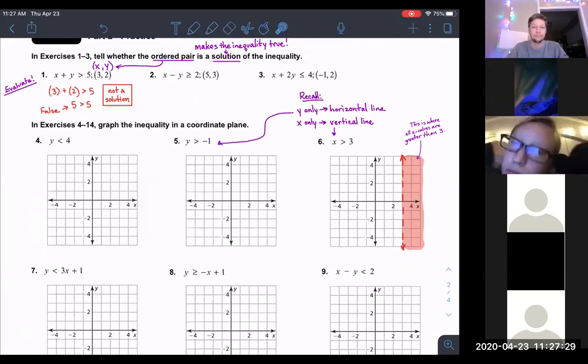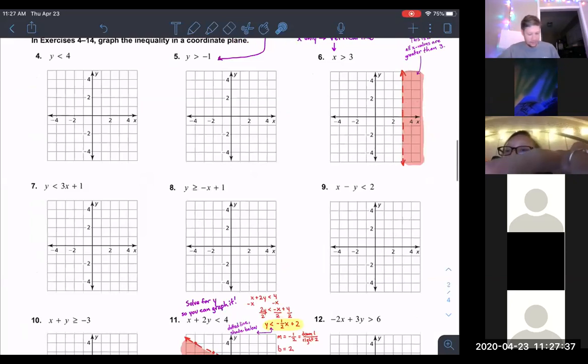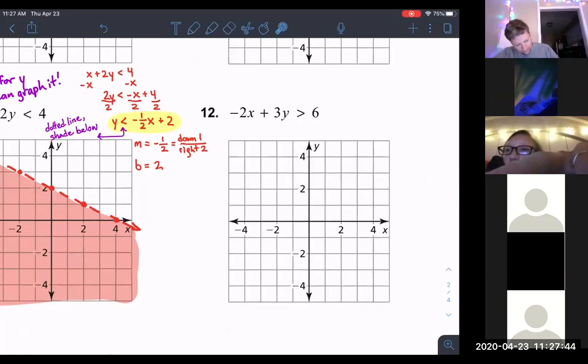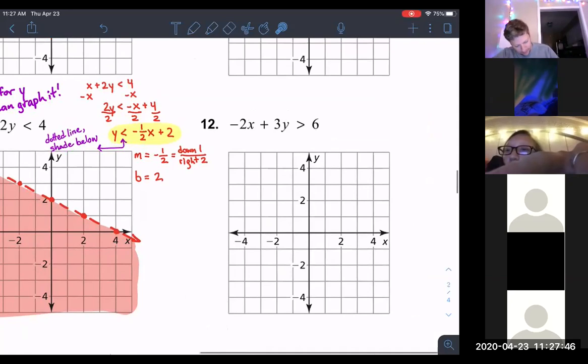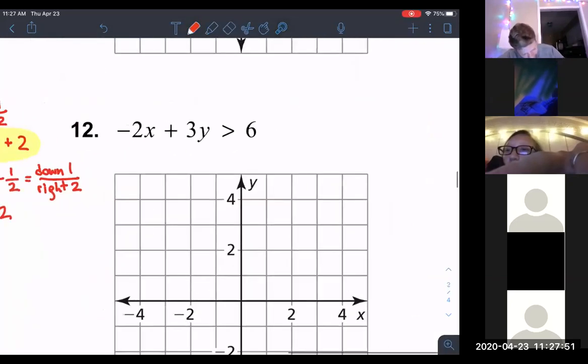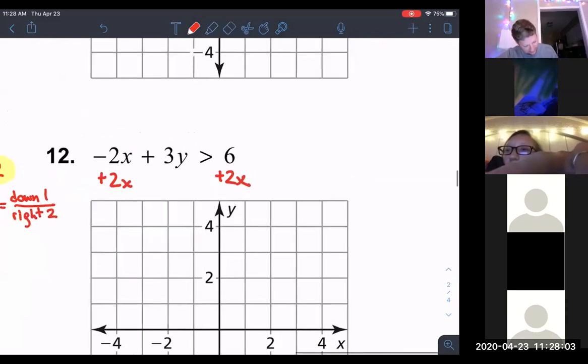Can we do number 12? Number 12, sure. These are a little bit more complicated because we have to get y by itself first. So let's do that. The first thing we're going to do is add 2x. That's a negative 2x, so remember, we want to turn it into a 0 to get it to the other side. Sorry, my iPad's taking a really long time. I wrote it down like 10 seconds ago. There it is. I don't know why it's lagging so much. That's the first time it's done that.